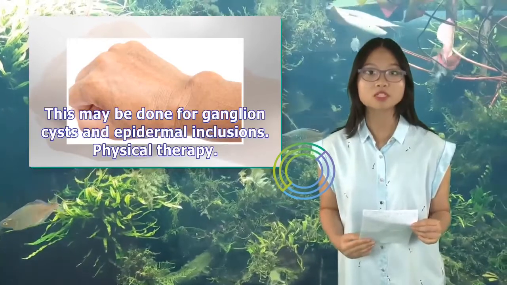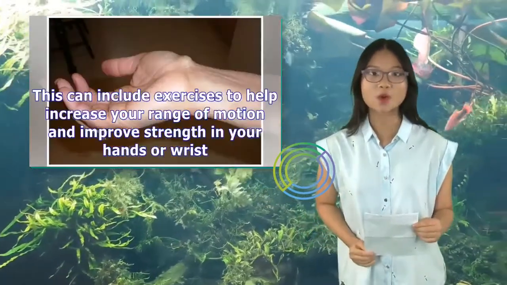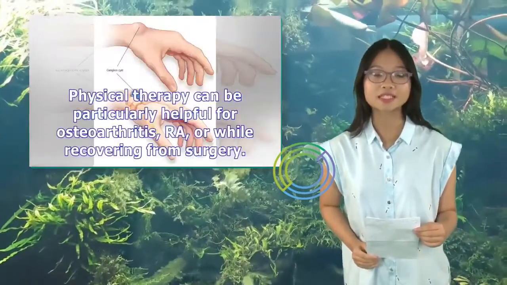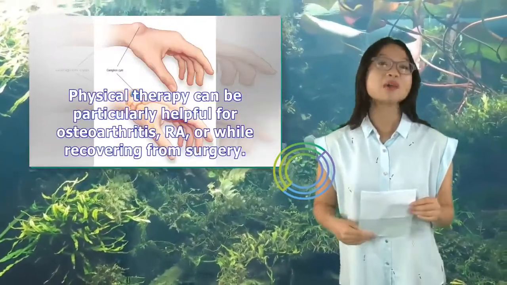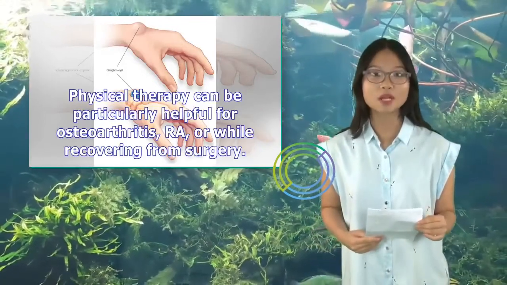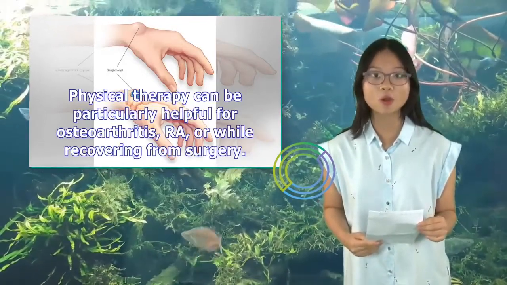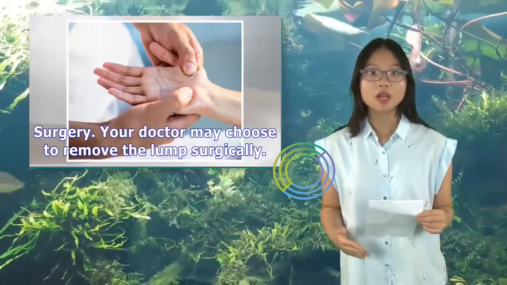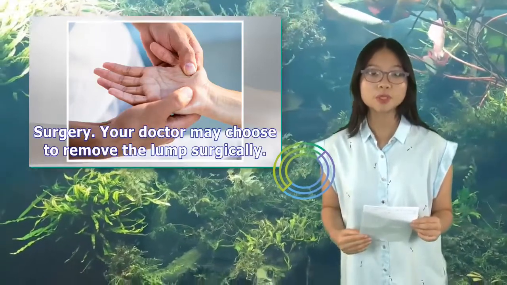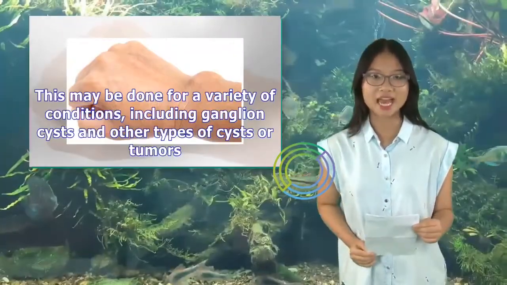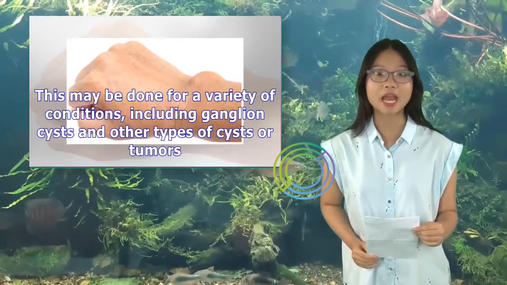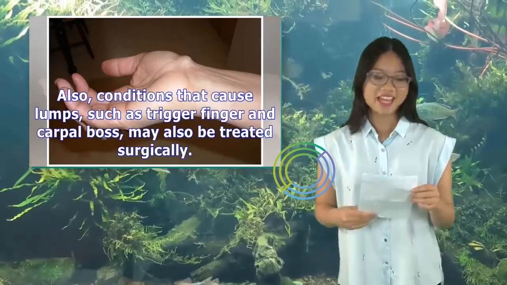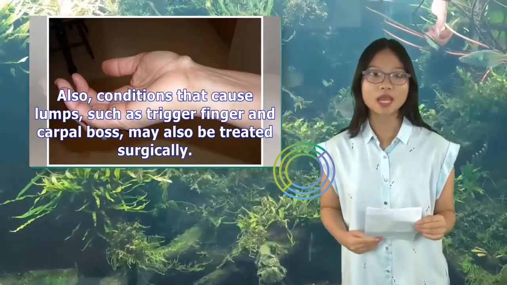Physical therapy. This can include exercises to help increase your range of motion and improve strength in your hands or wrist. Physical therapy can be particularly helpful for osteoarthritis, RA, or while recovering from surgery. Surgery. Your doctor may choose to remove the lump surgically. This may be done for a variety of conditions, including ganglion cysts and other types of cysts or tumors. Also, conditions that cause lumps, such as trigger finger and carpal boss, may also be treated surgically.